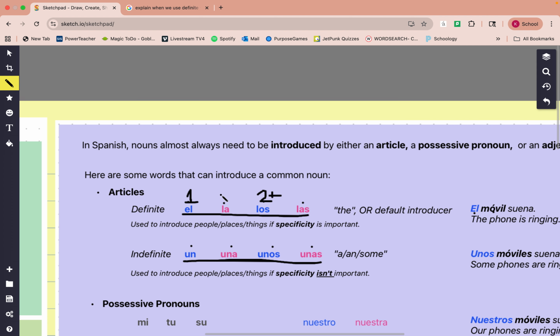The same is true for the feminine. La is the singular article, and las is the plural article.